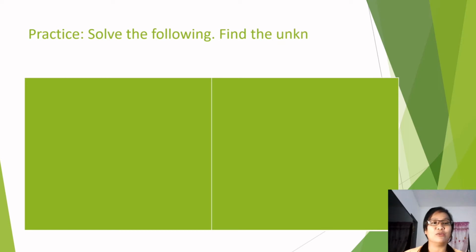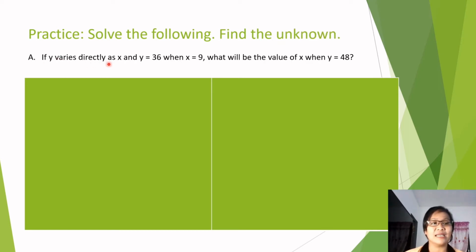Practice. Solve the following. Find the unknown. Letter A. If y varies directly as x and y is 36 when x is equal to 9, what will be the value of x when y is equal to 48? Ano ang gagawin natin? Una, of course, kailangan nating kunin ang kanilang given. So, our y sub 1 is 36, y sub 2 is 48, and x sub 1 is 9, and x sub 2 is our unknown. So, isulat natin ang question mark.